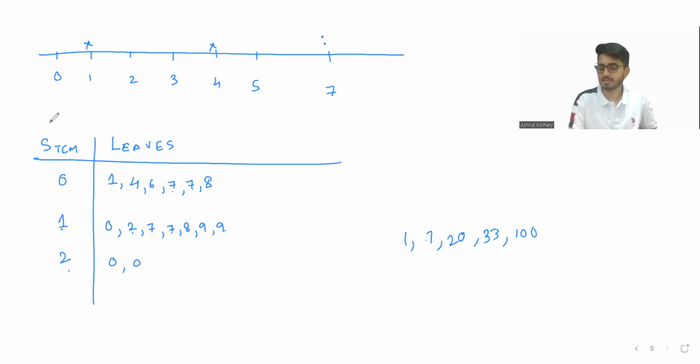So this is another way to represent your diagram. In this example, my stem has the tens place and my leaves have the units place. You can take down this example.